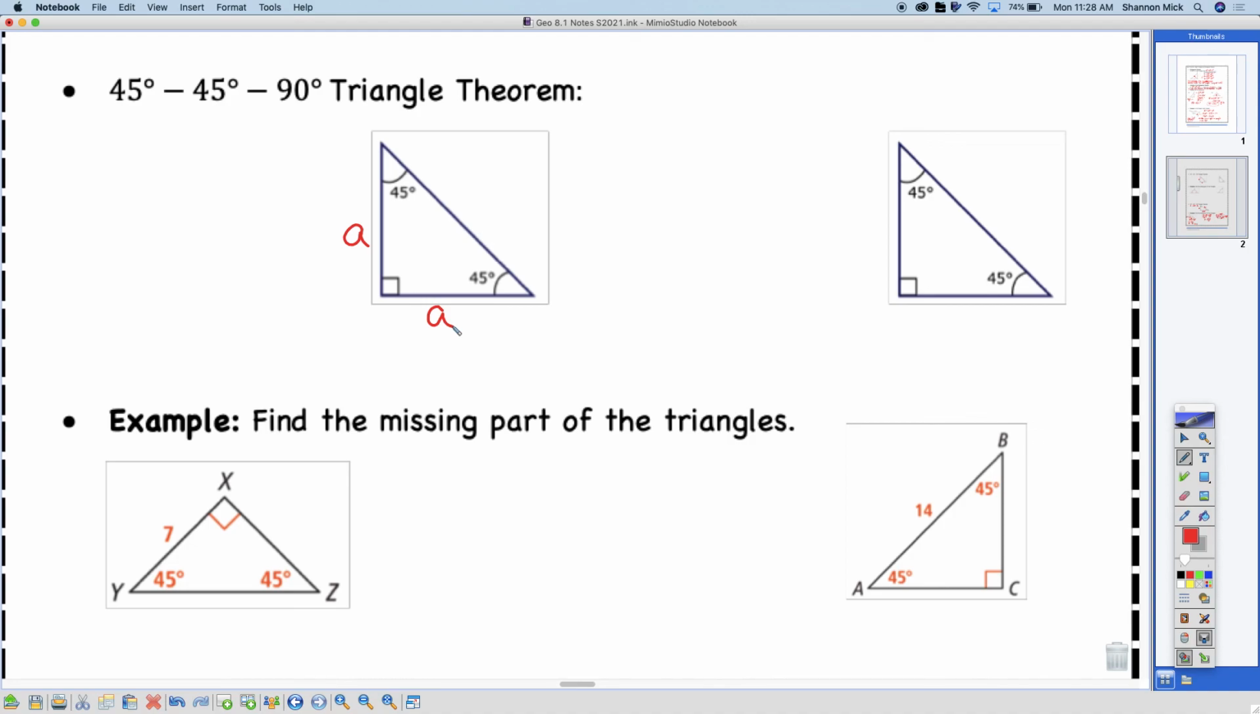Well, if I had A and A, and I wanted C, over here would be the square root of A squared plus A squared. Well, wouldn't that be 2A squared? And the square root of 2A squared would be A square root of 2. So I just did the Pythagorean theorem and got that. Every single 45, 45, 90 triangle, that is going to work. Okay. So I can write A.